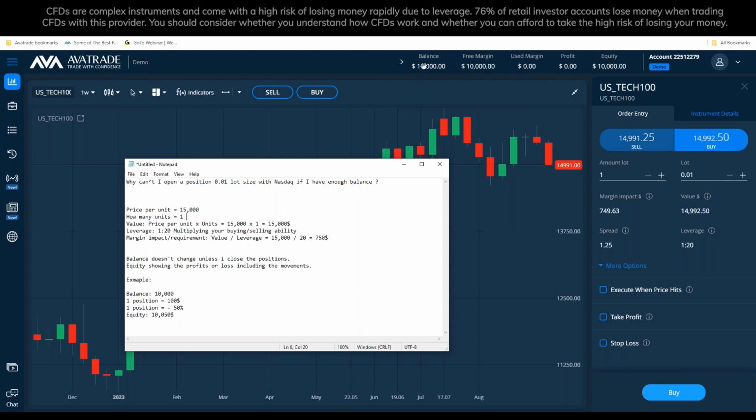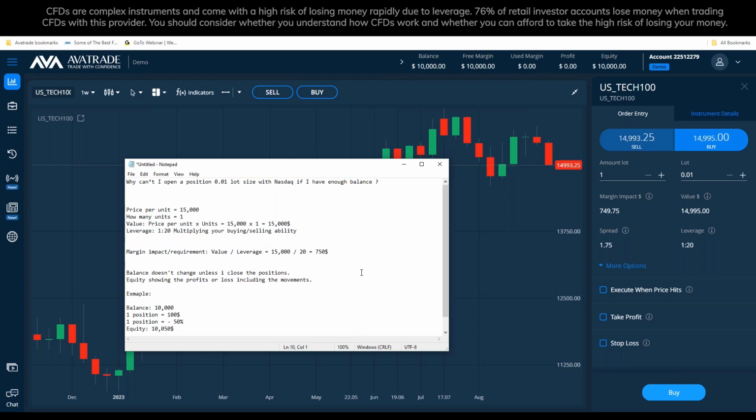So even if I have balance enough to open Nasdaq, it doesn't necessarily mean that I have the available margin. Look what it's written here. See here? This is what I need. I can have a balance of $1 million. If I don't have this in my available margin, I won't be able to use it to open the positions. Is that clear? Do we have any questions about that?